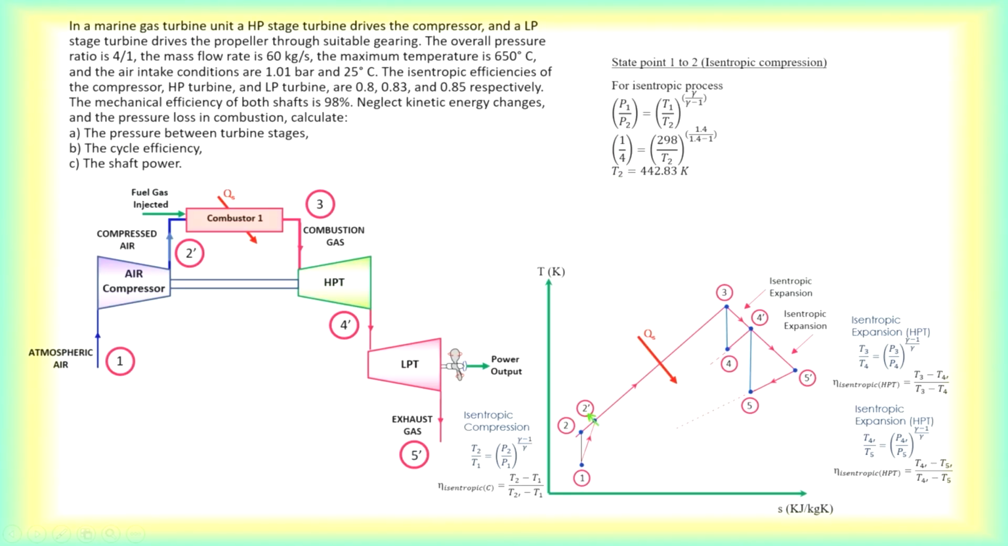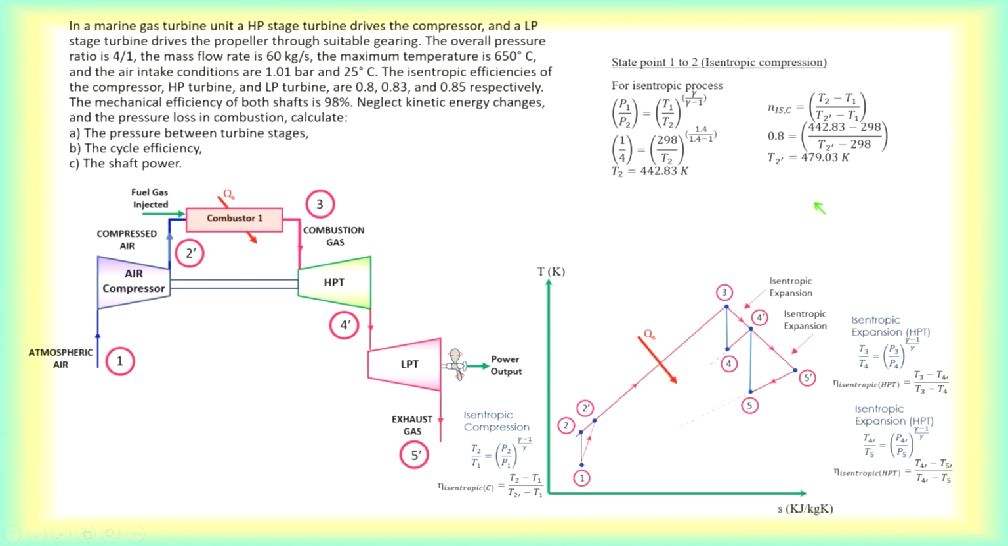So now to find out the temperature of 2 prime, let us consider the isentropic efficiency for the compressor, which is 0.8 here. So that is your isentropic efficiency for the compressor. I put it in short, your subscript here, isentropic efficiency for compressor 0.8. Remember, it's theoretical divided by actual. So from this, we will be able to find the temperature T2 prime.